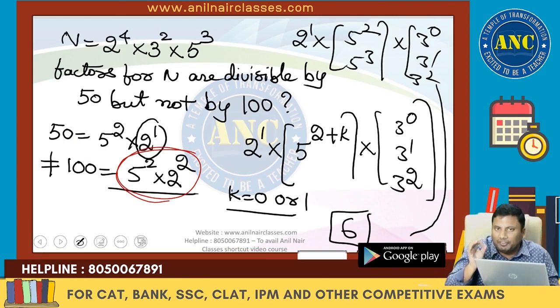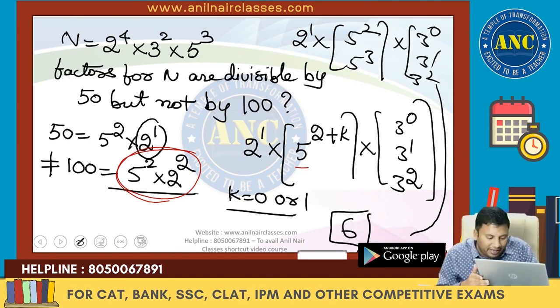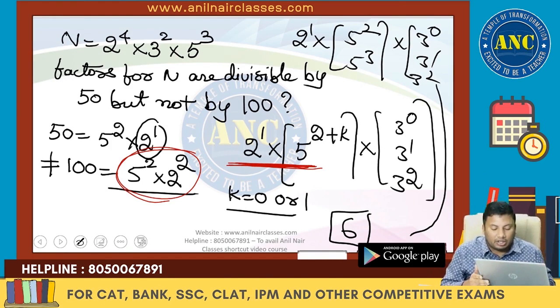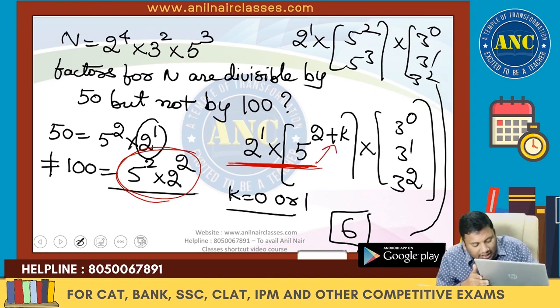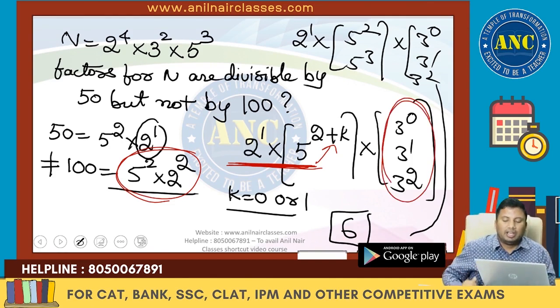Minimum power of 5 cannot be 2. Minimum power of 2 cannot be 2. To get 50, definitely it should be 2 into 5 square. These two cannot take 2. This can take any other higher powers. There is no restriction on 3. So 3 power 0, 3 power 1, 3 power 2.